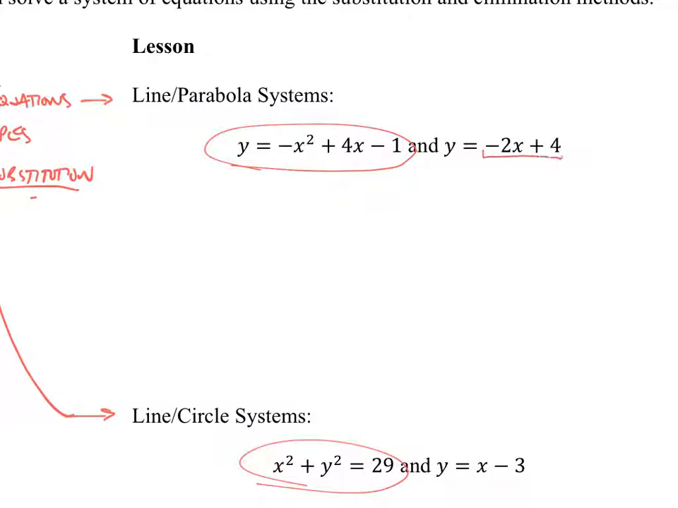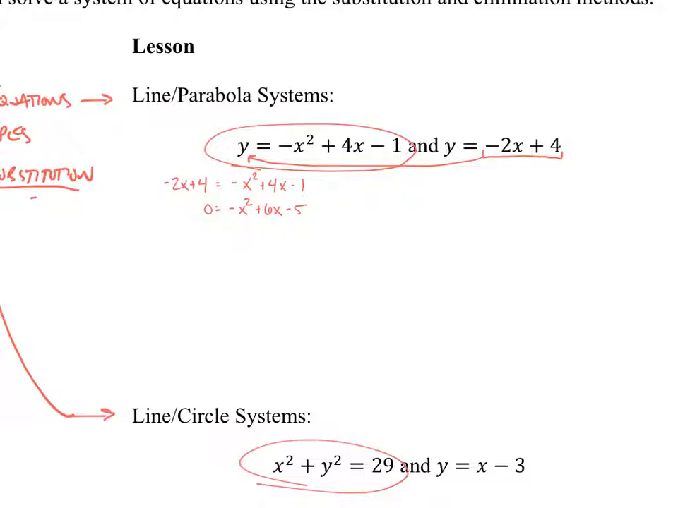So I'm going to take my negative 2x plus 4, and I'm going to plug that into my parabola wherever I see y. I've just replaced that y with a negative 2x plus 4, and now I'm going to solve this thing. I'm noticing that the type of function I have here is a quadratic, so I want to set it equal to 0. I'm going to move these pieces over to this side. Now I'll have a 0 over here equals negative x squared, 4x plus 2x is 6x, and negative 1 minus 4 is negative 5.